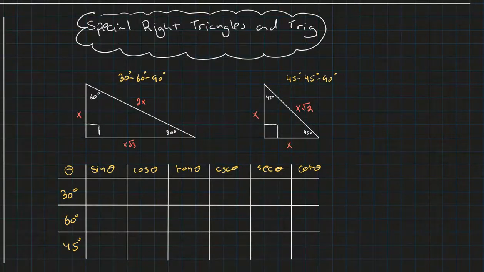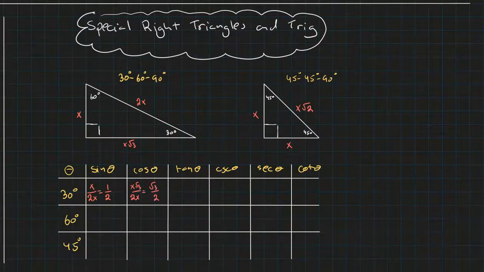So let's do that. So here we go. Sine of 30 is going to be opposite over hypotenuse. So if I simplify it, I actually end up getting 1 over 2. And then if I do cosine, cosine is going to be adjacent over the hypotenuse. So if I simplify this, that is root 3 over 2.